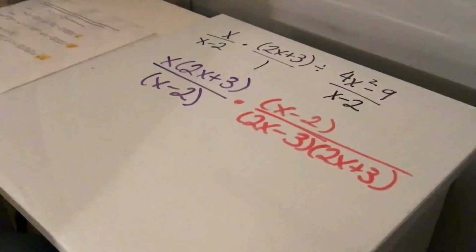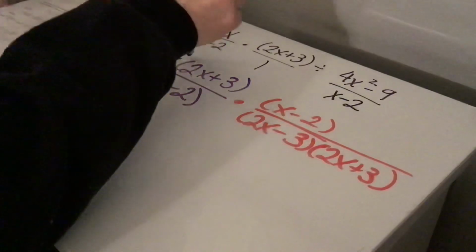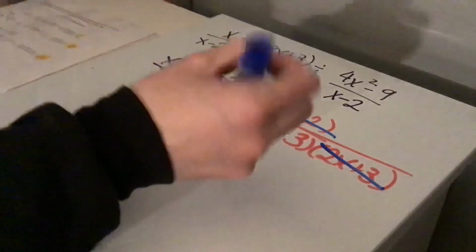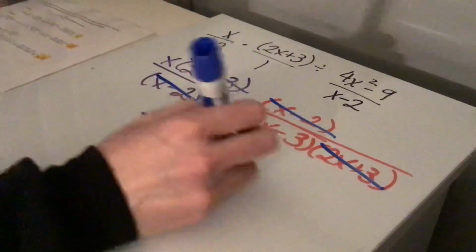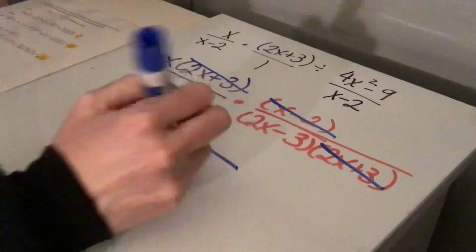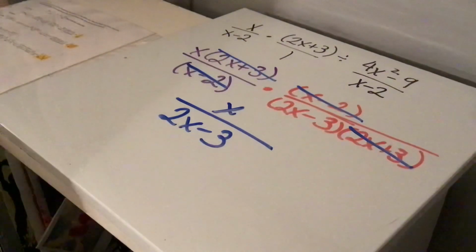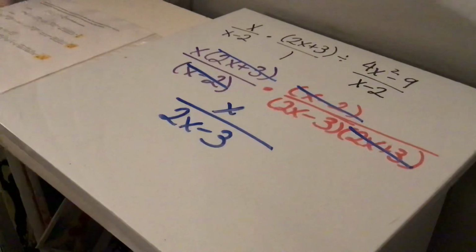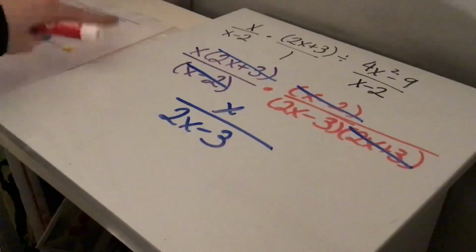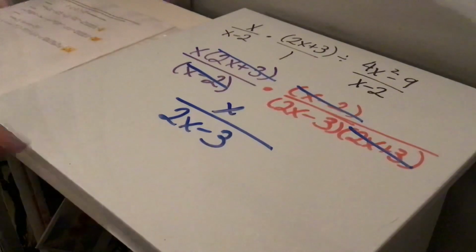Now it's multiplication. So cancel common factors in numerator and denominator. We have a 2x plus 3. We have an x minus 2. So multiplying across, we get x in the numerator and 2x minus 3 in the denominator. Do not cancel out those x's. They are not factors of the denominator. It's part of a term, not part of a factor. Okay? So whatever you do to a fraction, you can do with a rational expression.